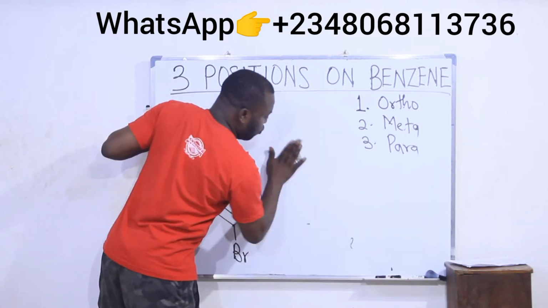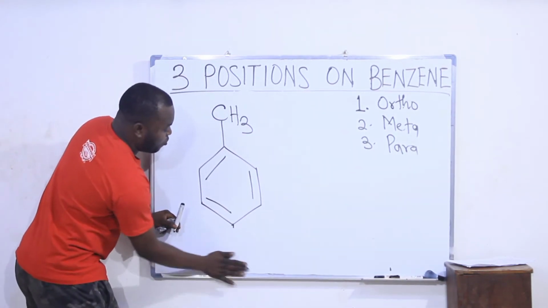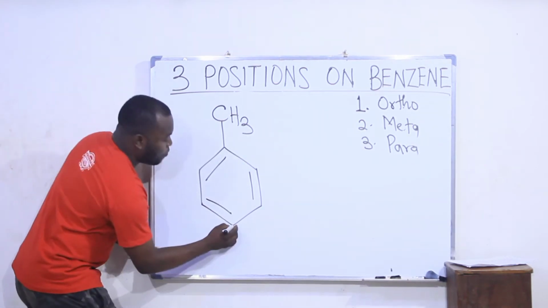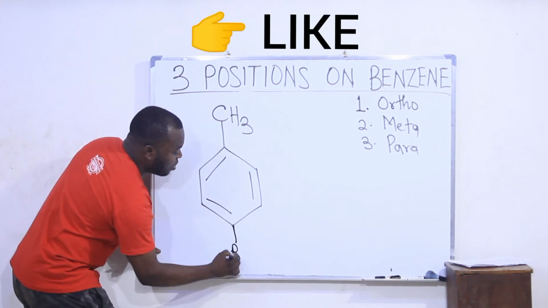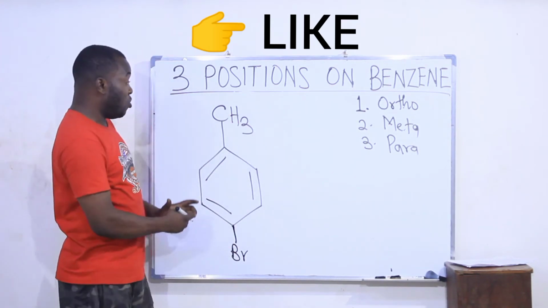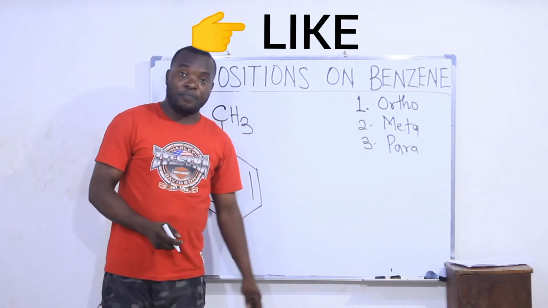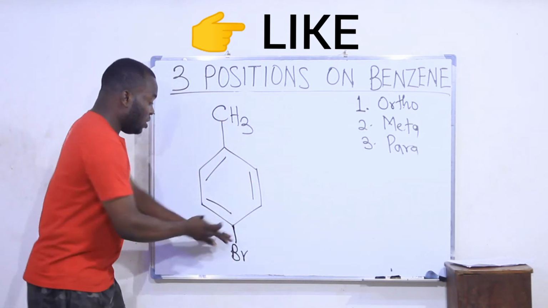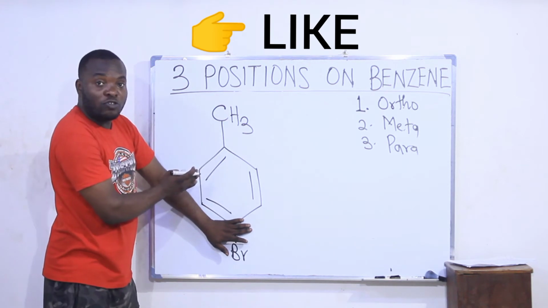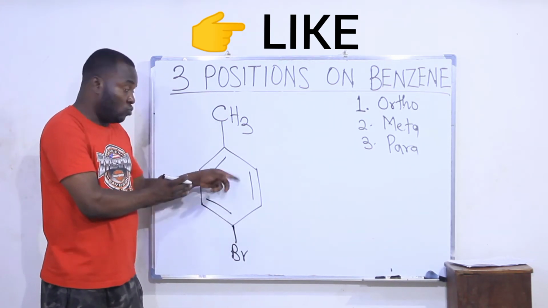Now I have toluene here. From here, if I remove this bromine, this is toluene. Now bromine is attached to the toluene, and you are asked to write the name of the whole structure with respect to ortho, meta, para. This is your toluene. So tell us, at which position is bromine attached to the toluene?